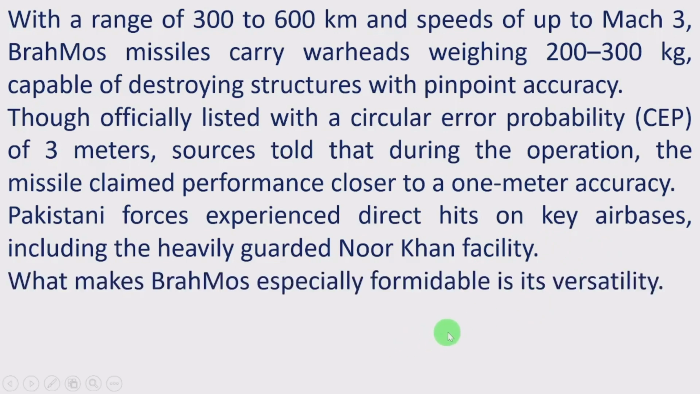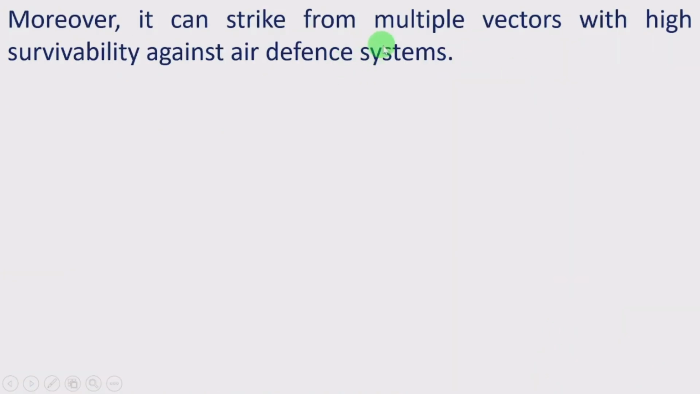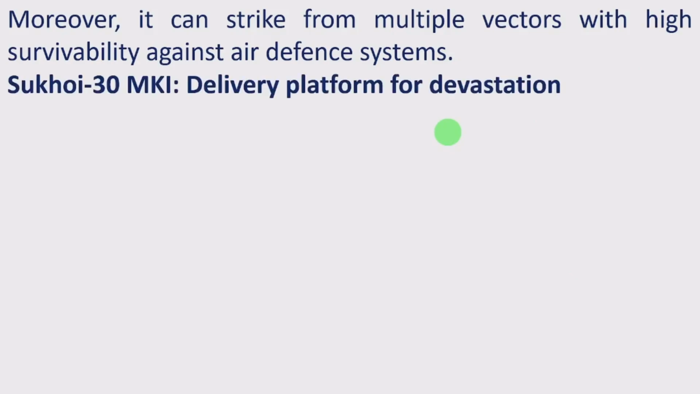What makes BrahMos especially formidable is its versatility. This lethal missile can be launched from land-based autonomous mobile launchers, ships, submarines, and even air platforms like the Sukhoi 30 MKI. That's why its versatility is a key point about this BrahMos missile. Moreover, it can strike from multiple vectors with high survivability against air defense systems.